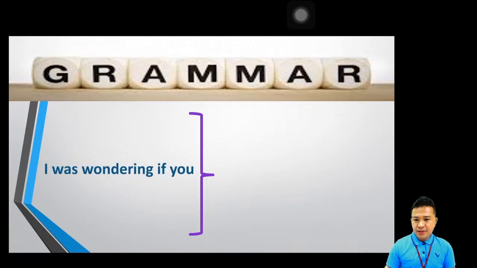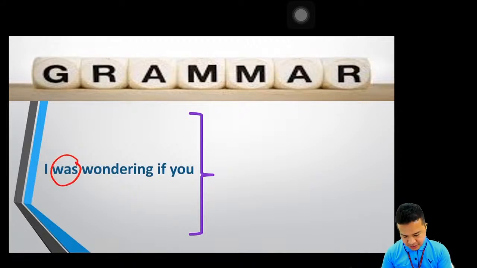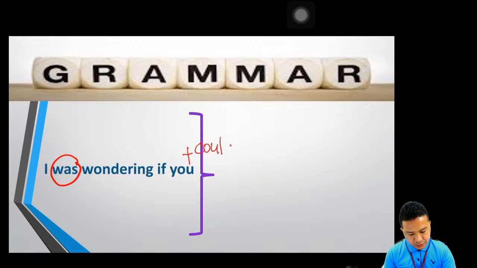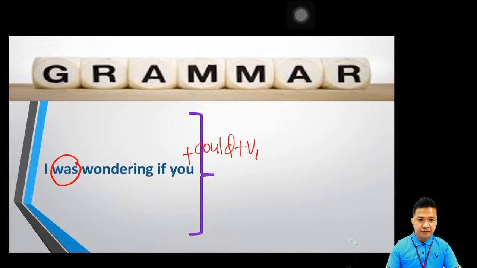That's correct. I was wondering if you take note of the verb was, and you is always followed by the modal could. If you could plus verb 1. Be careful with this structure. This is somehow tricky and confusing, but you have to remember the structure. For example, I was wondering if you could buy me a coffee. I was wondering if you could treat me to a movie. So it's all in verb 1. Could plus verb 1.